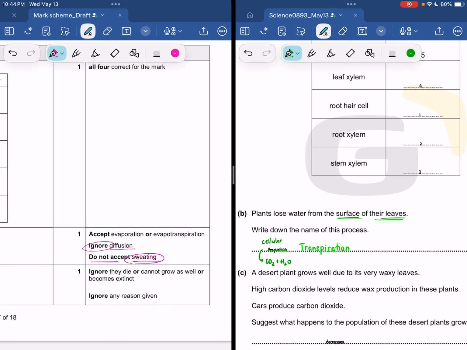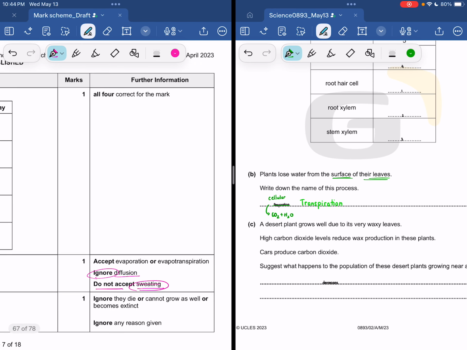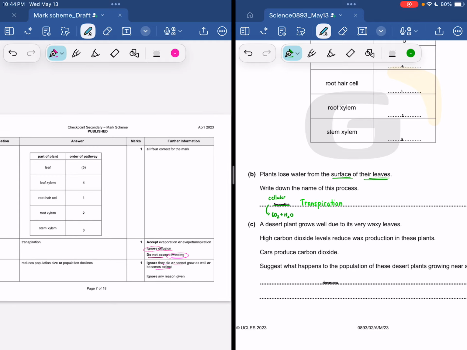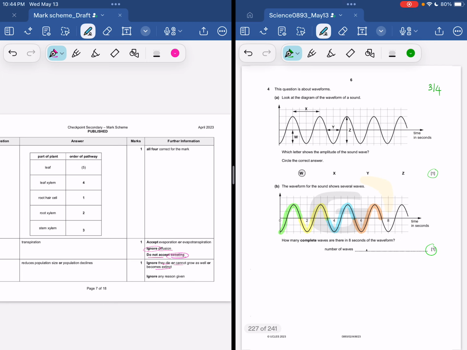And here for the question C, if you mention that they die and cannot grow or become extinct, it would not be accepted. Just decreases is good enough. Okay. Yes, and that's question number 3. Move on to question number 4.